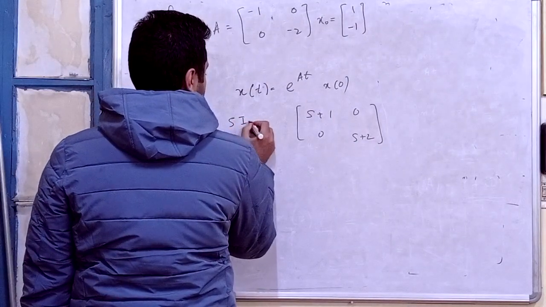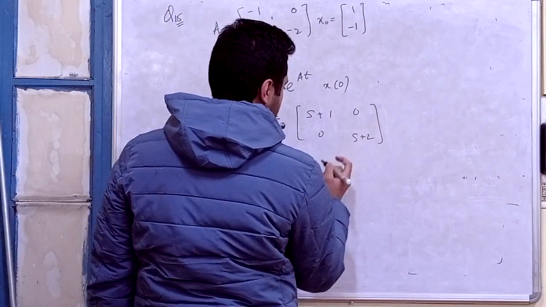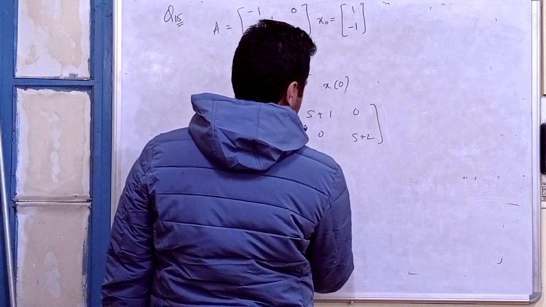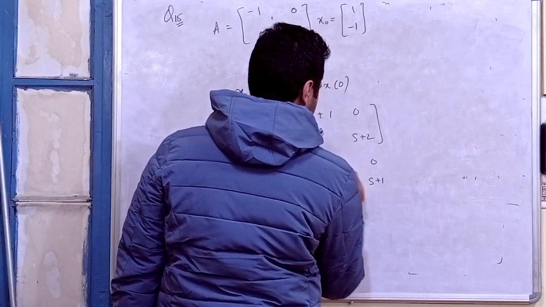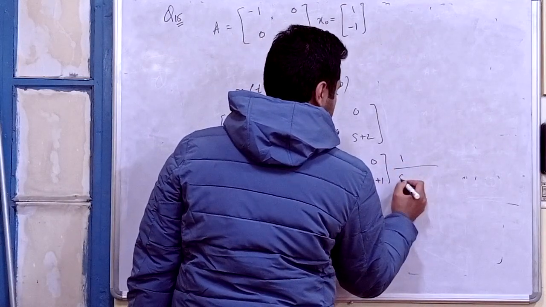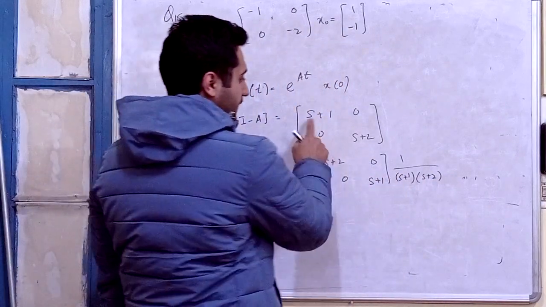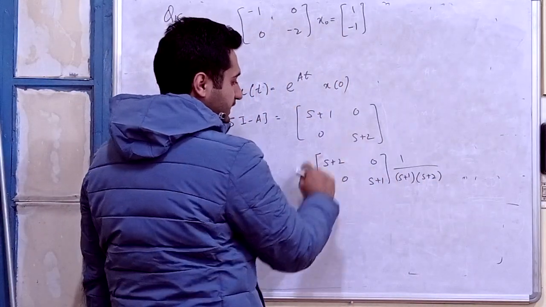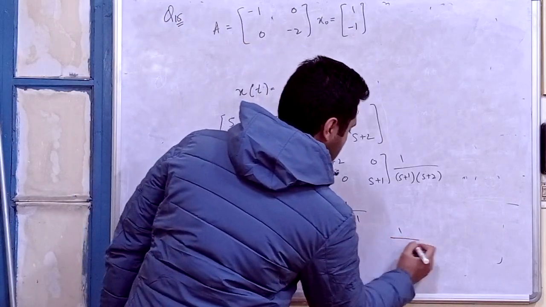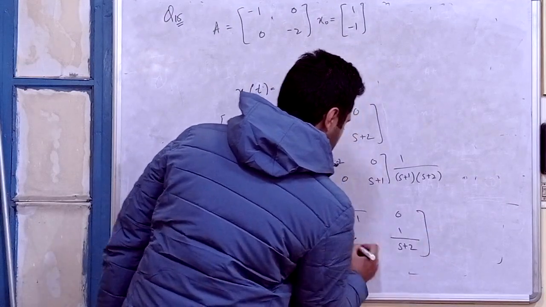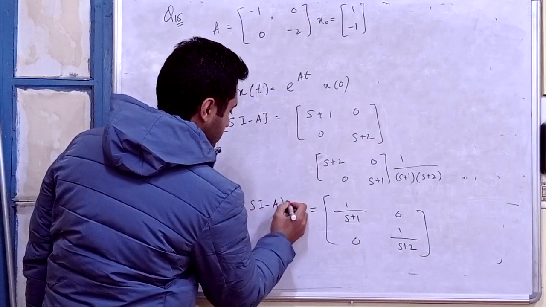This is sI minus A, or lambda I minus A. So you take its inverse: s plus 2 will come here, s plus 2, s plus 1, 0, 0, and outside will come 1 by (s plus 1)(s plus 2). Not minus: diagonal entries only change their position, in non-diagonal entries the sign changes. So this will be 1 by s plus 1, 1 by s plus 2, 0, 0. This is your sI minus A inverse.